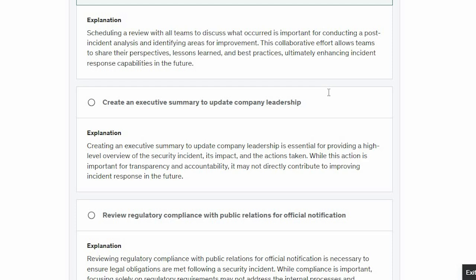Creating an executive summary to update company leadership is essential, providing a high-level overview of the security incident, its impact, and the action taken. While this action is important for transparency and accountability, it may not directly contribute to improving incident response in the future. So creating an executive summary to update company leadership is not the correct answer for this scenario.